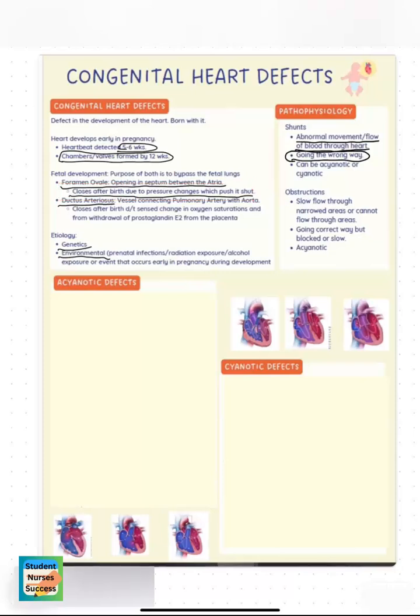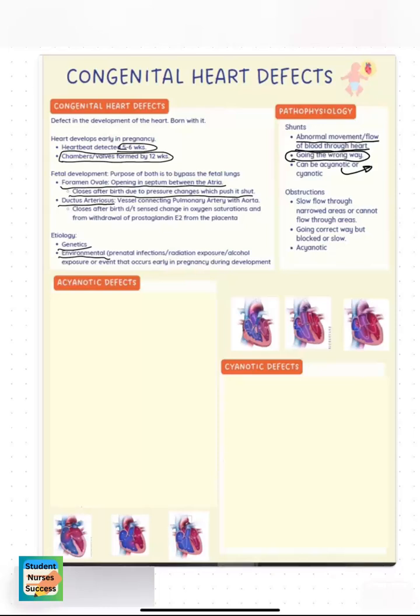Now, shunts can be either acyanotic or cyanotic. Acyanotic means that the oxygen content of the blood is sufficient. Now, I'm not saying that the amount of blood is sufficient because sometimes that may not be the case, but the amount of oxygen in the blood in an acyanotic defect is sufficient. So that's a good oxygen saturation.